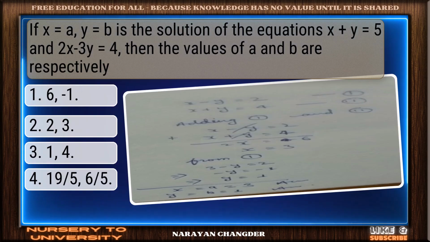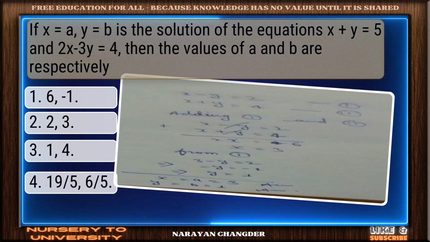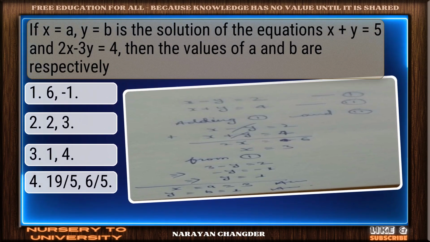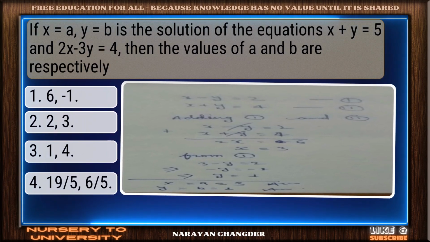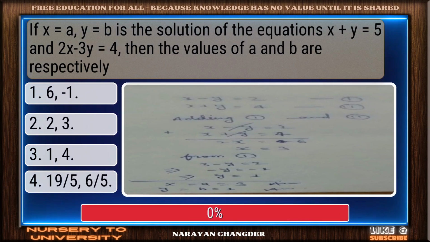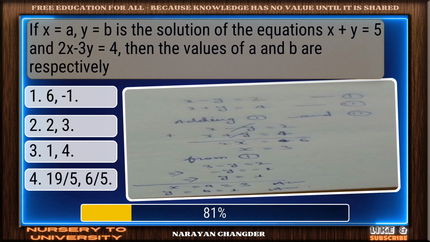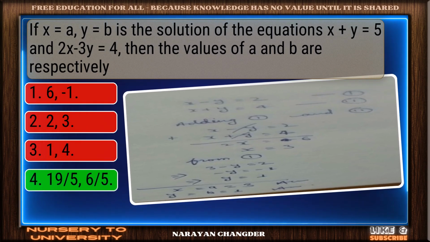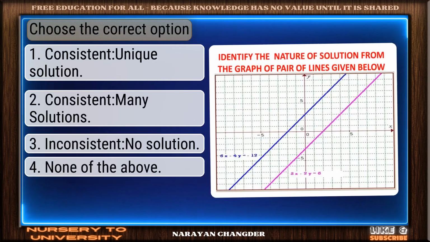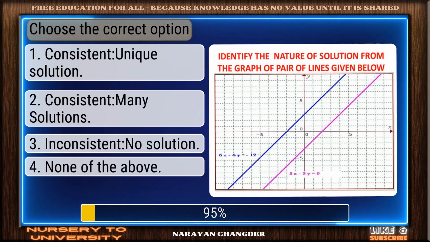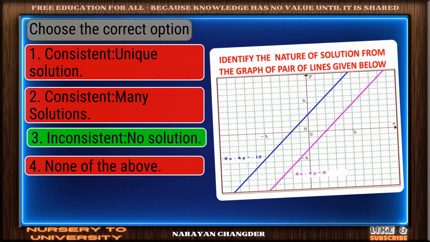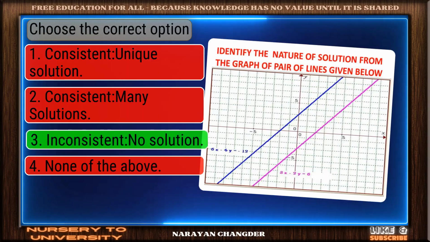If x = a, y = b is the solution of the equations x + y = 5 and 2x = 4, then the values of a and b are respectively. Well done. 19.5, 6.5 is right. Choose the correct option. You're right. Inconsistent. No solution is correct.